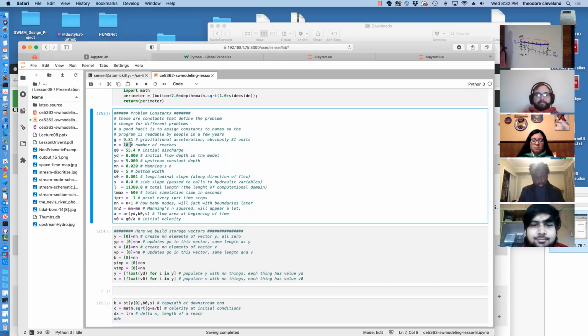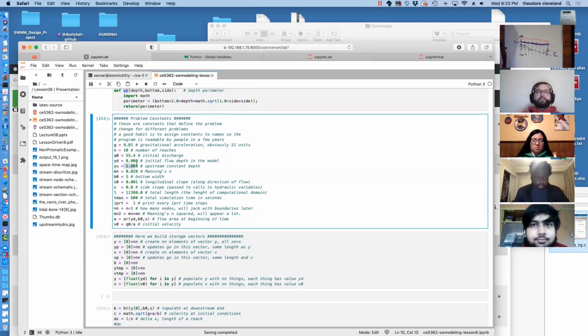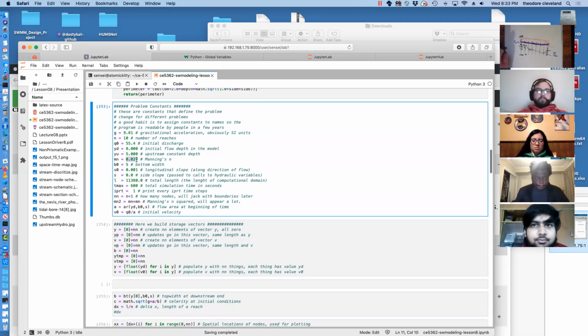We're going to break our thing into 10 computational reaches. Initial discharge is given in the problem statement. Downstream depth is set at 8 meters, upstream is 5. Those are somewhat pulled out of my datum, but they're close enough to what will actually work under these conditions. Manning's n is 0.02. Bottom width is set at 5. Longitudinal slope is constant for the entire simulation. So this does not yet allow the same flexibility that a professional model would, where the slopes can change as you're moving up and down stream.